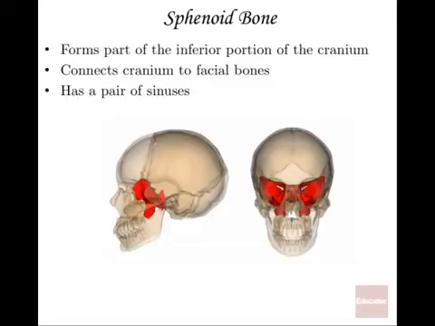So it forms part of the inferior portion of the cranium. That sagittal cross-section we saw, it was towards the bottom/front anterior portion of the cranial cavity. And it connects the cranium to the facial bones. A lot of facial bones that we'll cover a little bit later in this lesson articulate with the sphenoid. So straight back through the eyes and nasal region, that's where the sphenoid bone is located.